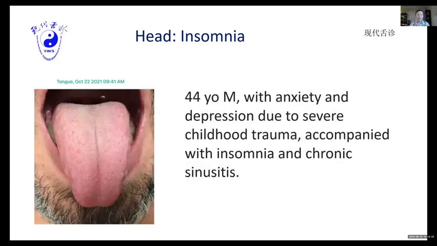Okay, this is a 44-year-old male. He had a very horrible childhood. His mom actually committed suicide in front of him. So you can see on his tongue tip there are a lot of red dots, and the shape is like an arrowhead. This suggests his anxiety, and the tip is also flat, which shows the insomnia.